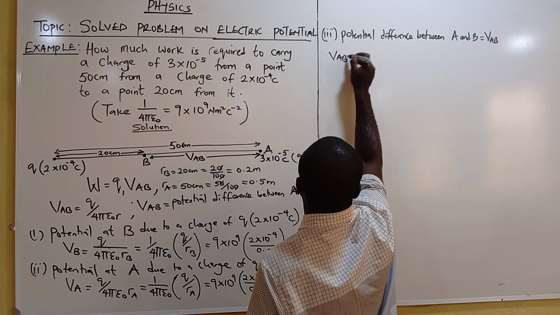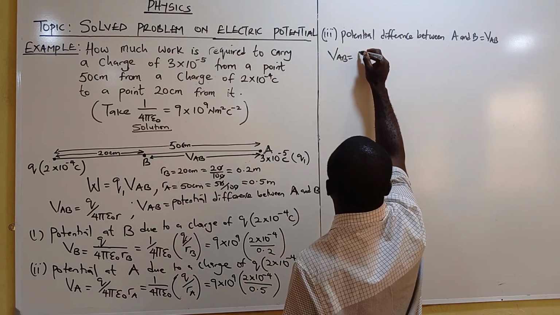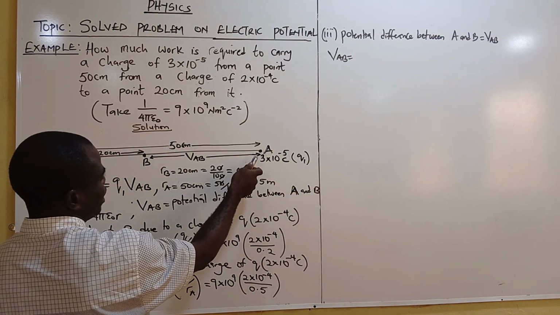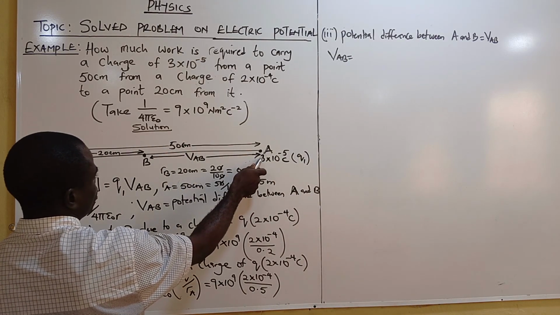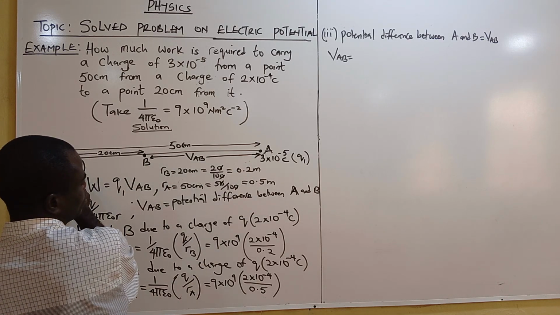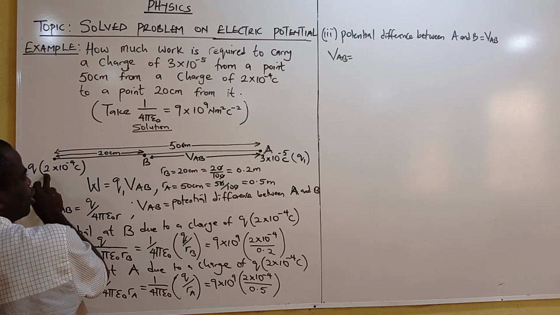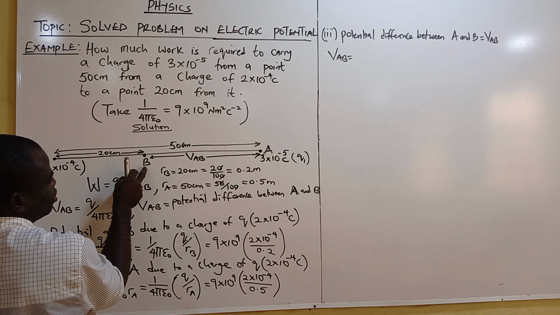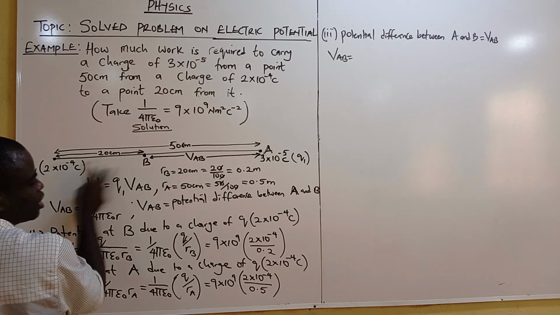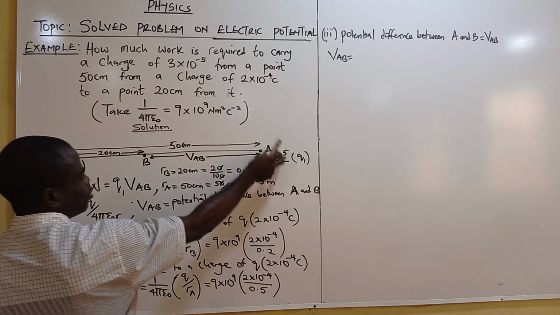Now VAB equals, we are going to subtract the one that is of less potential from the one that is higher. This one is higher because it's close to this charge. We are not considering this charge because this is the resident charge. It's being moved from here to here. Is that okay? We are considering this one when you are getting the potential difference of the two. But when you want to get the work done, you now refer to this because it is the one you are carrying.